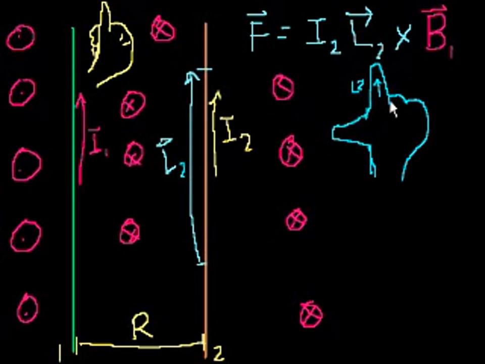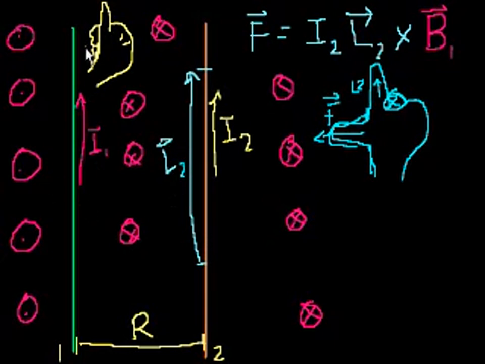The magnetic field, we already know, goes into the page. So my index finger is going up, my middle finger is going into the page, and my thumb is in the direction of the force on the wire from the magnetic field. So that's the direction of the force. So there you have it.